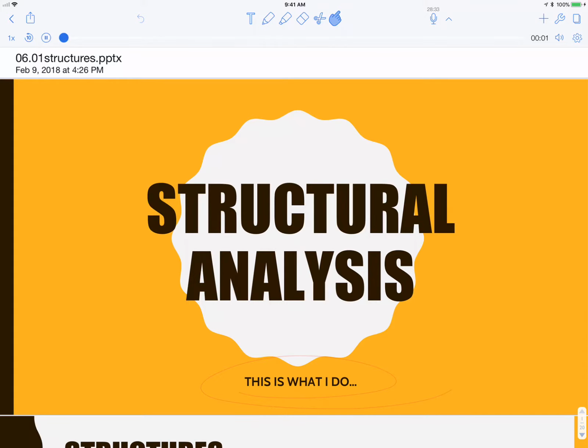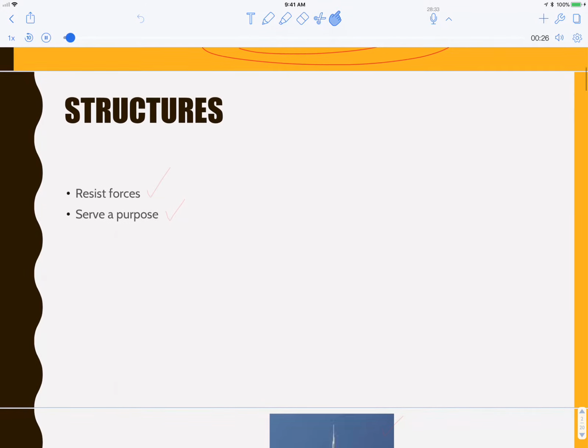We are now headed into chapter 6 for this course, and it's roughly called Structures. I call it Structural Analysis, and for me this is exciting because this is what I do. I teach structural analysis, I do structural analysis, I research structural behavior and structural analysis. So this is a lot of fun for me. You'll have to excuse me, I just can't talk about this without geeking out a little bit.